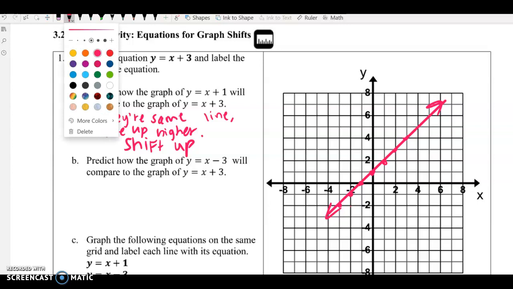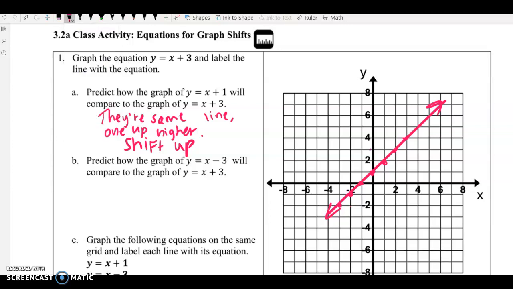I'm going to change my color to purple. Starts at 3 on my y-intercept, up 1 over 1, up 1 over 1, up 1 over 1. So yeah, it's the same exact line. My lines are parallel. One just moves up. Excuse me, and that's called a shift up. Okay, so now they said my purple line was the x plus 3.